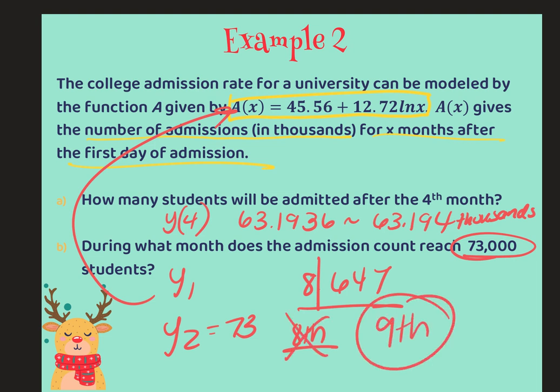So at 8, it hasn't reached 73. Like if you actually plug it in, if I plug in 8, I have not hit 73,000, if you think about it in terms of that. If I actually do Y1 of 8, I'm at 72.01 thousand. I haven't yet hit the 73,000.